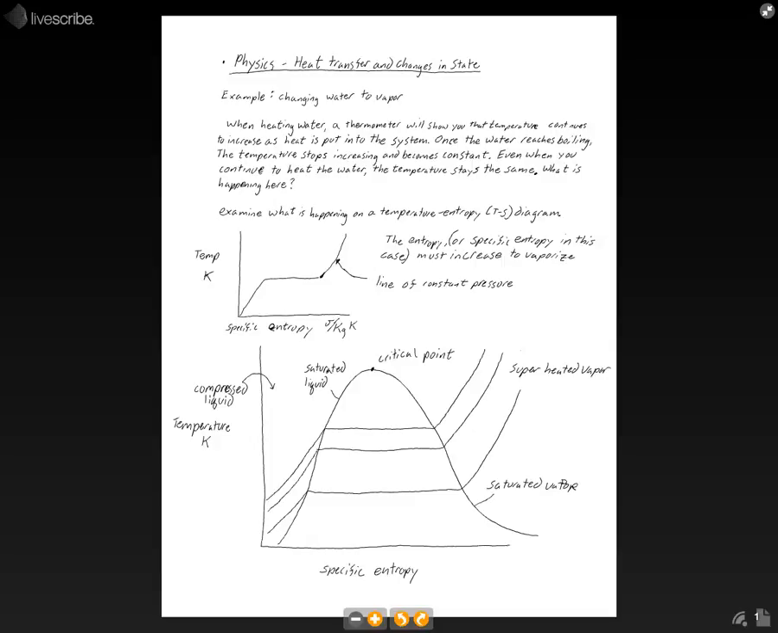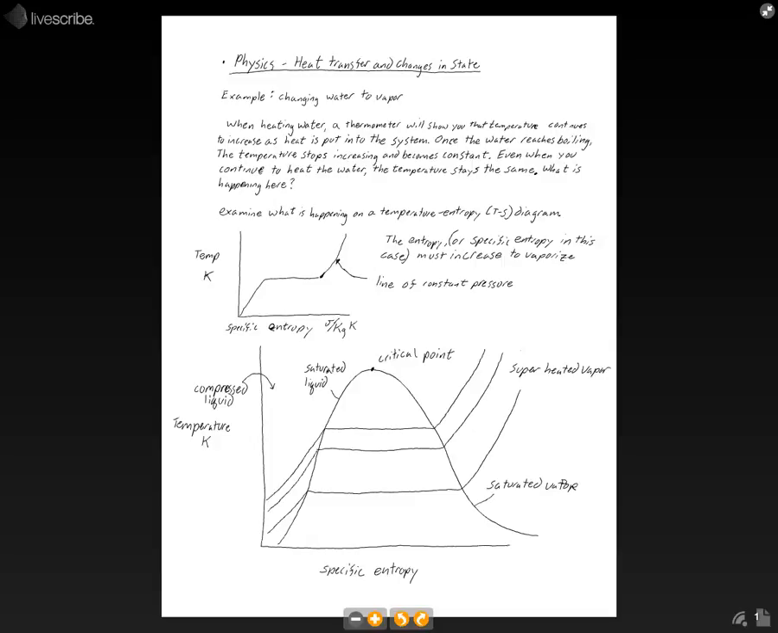However, once the water reaches the boiling point, the temperature increase will stop. And then the temperature will basically level off and become constant. Even when you continue to put more heat into the water, the temperature stays the same. So what's happening here? Where is this heat going? And why doesn't the temperature continue to increase?